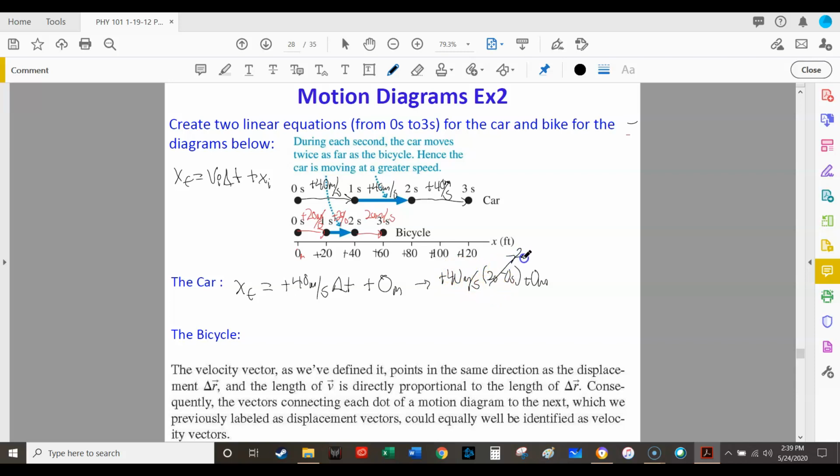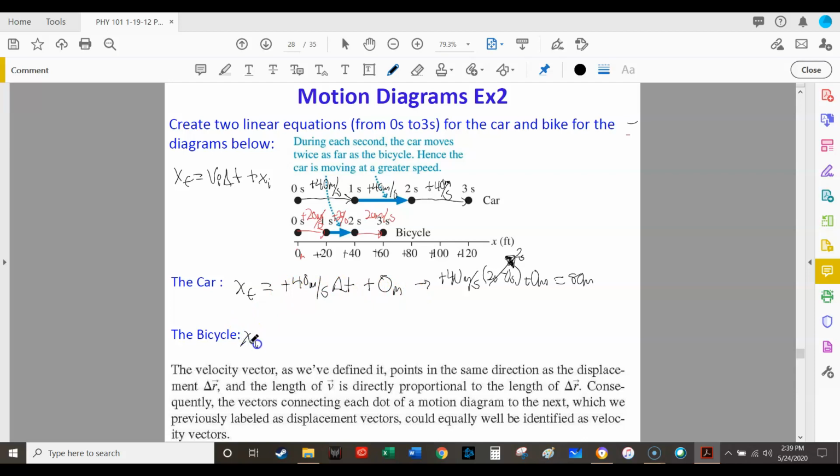This is going to work out to be 2 seconds. 2 seconds times 40 meters over 1 second is 2 times 40, which is 80 meters, plus 0. So this works out to be 80 meters. And so at the 2 second mark, it does have a position of 80 meters. So this is an accurate prediction equation.